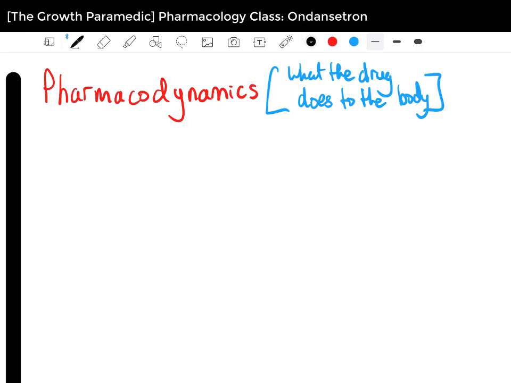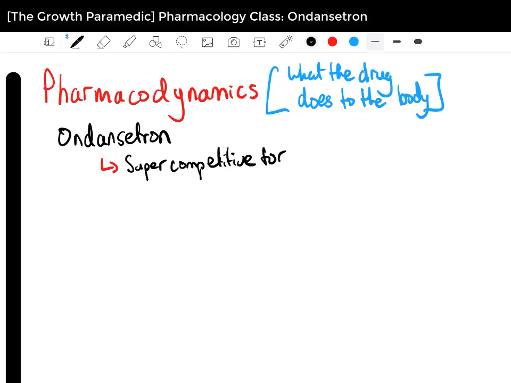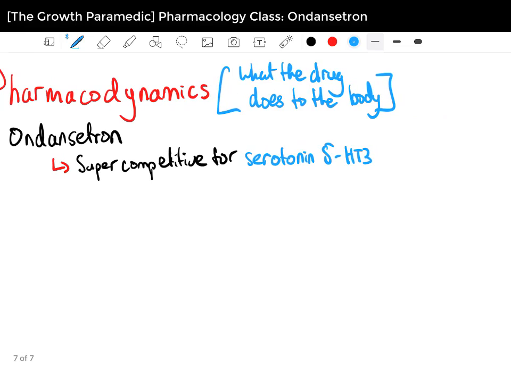Okay, perfect. So for Ondansetron, when you administer Ondansetron, what you need to be aware of is that it is super competitive for serotonin 5-HT3 receptors.